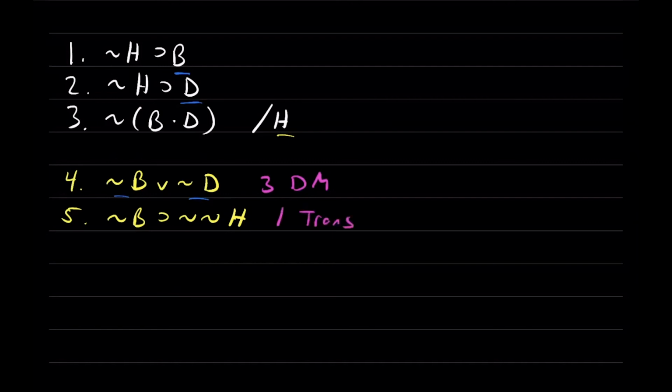And we're going to do the same thing now on line 2. Line 2, we're going to convert to not D implies not H. Be careful of those negations once again. So line 2 by transposition.